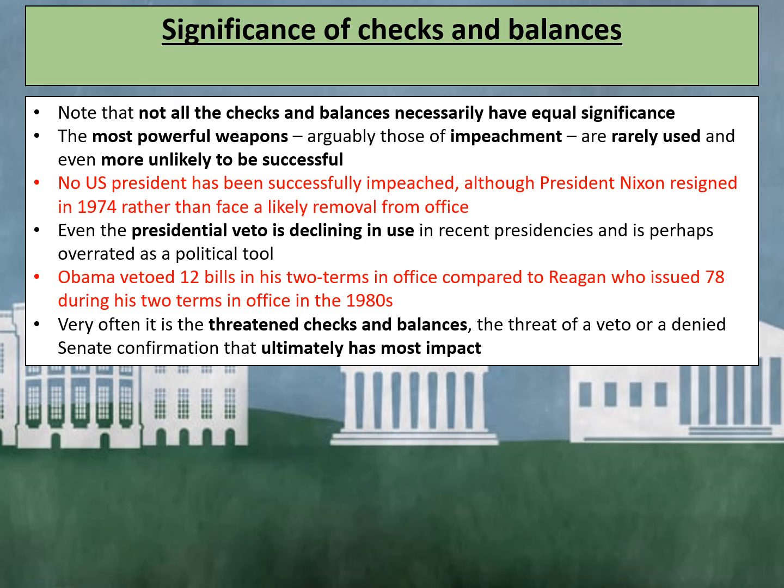Note that not all checks and balances necessarily have equal significance. The most powerful weapons, arguably those of impeachment, are rarely used and are even more unlikely to be successful. No US president has been successfully impeached, although President Nixon resigned in 1974 rather than face a likely removal from office. Even the presidential veto is declining in use in recent presidencies and is perhaps overrated as a political tool. Obama vetoed 12 bills in his 2 terms in office compared to Reagan, who issued 78 during his 2 terms in office in the 1980s. Very often, it is the threatened checks and balances, the threat of a veto or a denied Senate confirmation, that ultimately has the most impact.